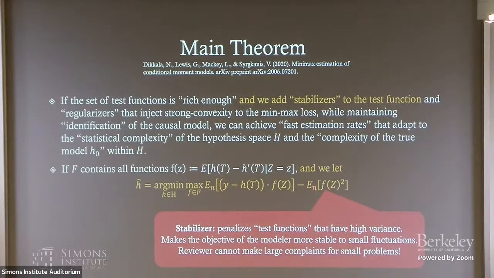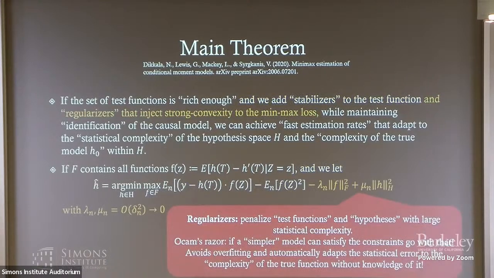Well, when you add this square term here, you can complete the square and essentially argue that what the test function is trying to do is learn the conditional expectation of this conditional on Z. So the test function is actually trying to solve a regression problem that learns the average bias conditional on Z. If that bias is small, then this test function is going to be small. So that's the intuition behind the stabilizers.